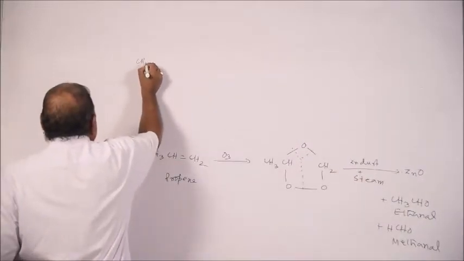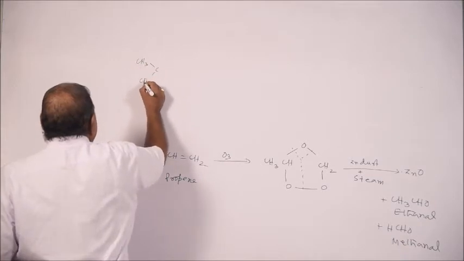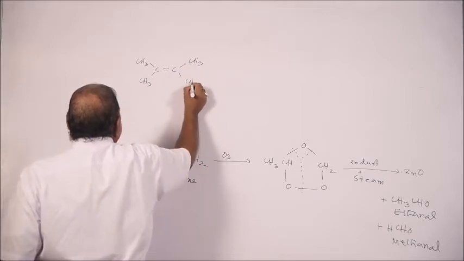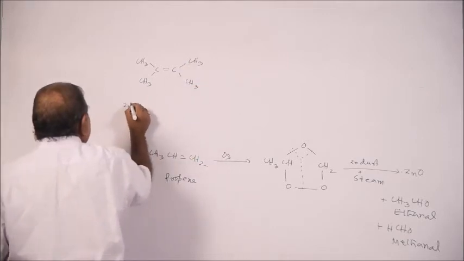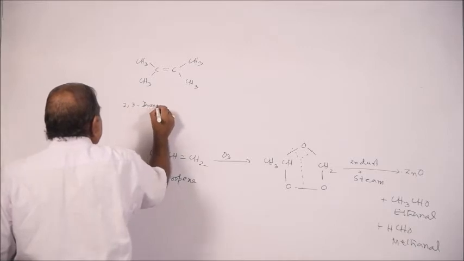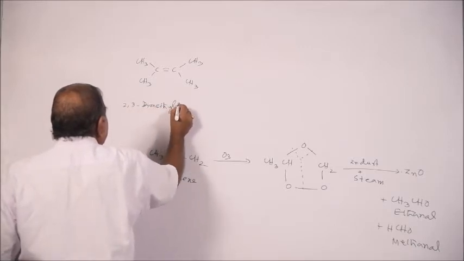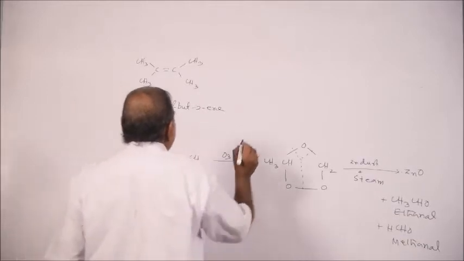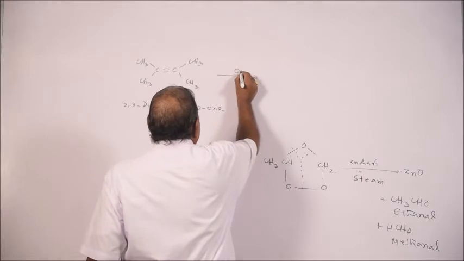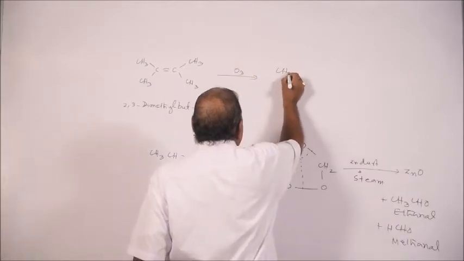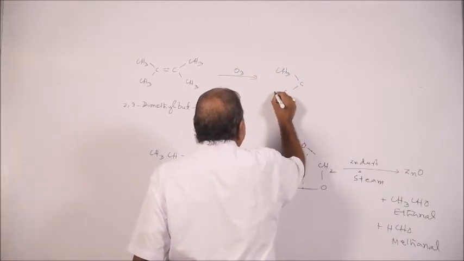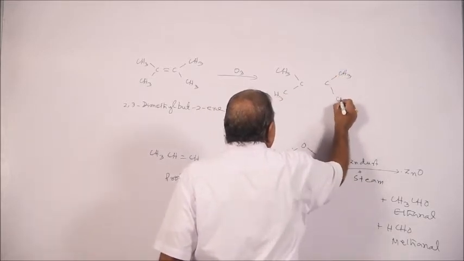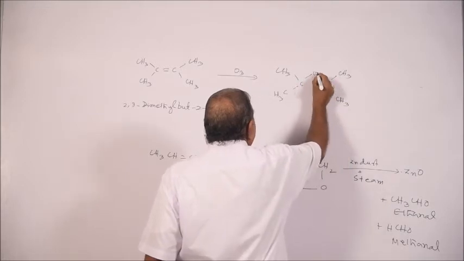Here, if you take this compound, which is 2,3-dimethylbut-2-ene, when it is treated with ozone, as usual, across the carbon-carbon double bond, one molecule of ozone will add up.